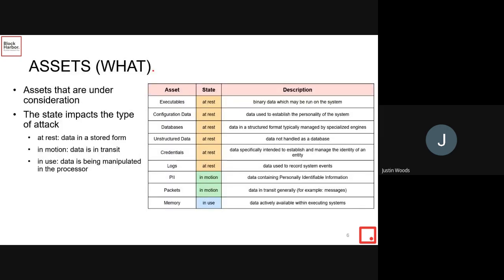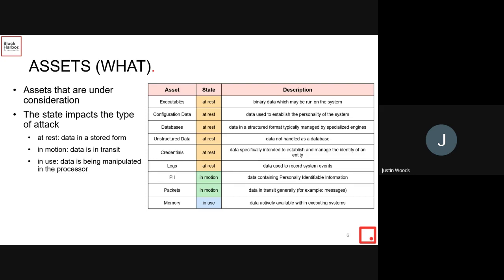So here is the what, right? The assets that are under consideration, as well as the state that the information is in, and what type of attacks might be feasible there. At rest is data that's in a stored form. In motion is data that is in transit. In use is data that is being manipulated in the processor.